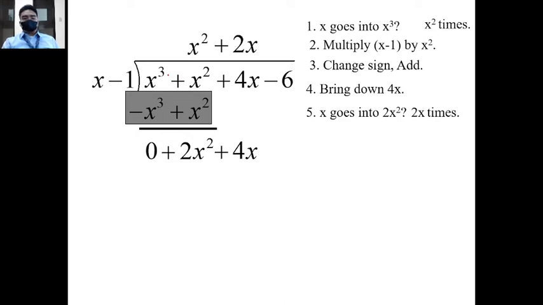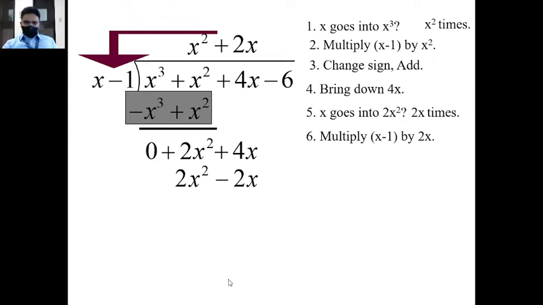So we're going to multiply 2x to our binomial. You are going to multiply it to both terms, like you're just distributing it. If you multiply 2x to x, the answer will be 2x squared. And if you multiply 2x to negative 1, what will be the answer? The answer will be negative 2x. Correct. So we're going to multiply it, and the answer will be this one. Correct?